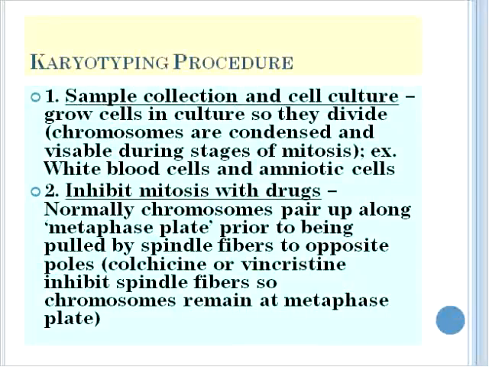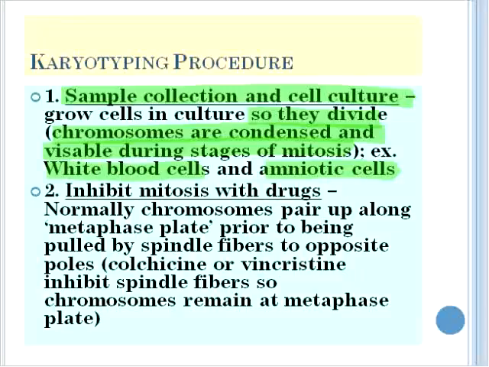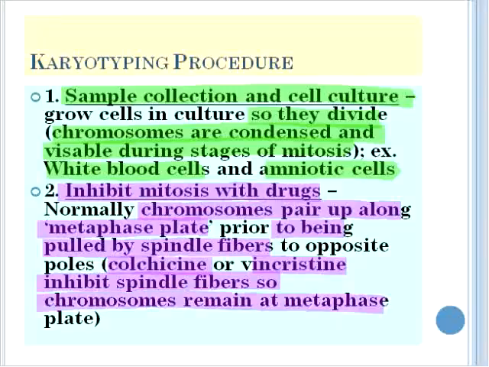So again, the procedure is initially a sample is drawn and cells are cultured. They're allowed to divide. Remember, the chromosomes are condensed and visible during the stage of mitosis. This could be white blood cells. It could be amniotic cells. Again, samples from the fetal tissue. The chromosomes are fixed, with mitosis inhibited by using drugs. Remember, usually they pair up along the metaphase plate prior to being pulled apart by the spindle fibers. Drugs, colchicine or vincristine, inhibit spindle fibers, so the chromosomes then remain at the metaphase plate. So they're fixed in place.